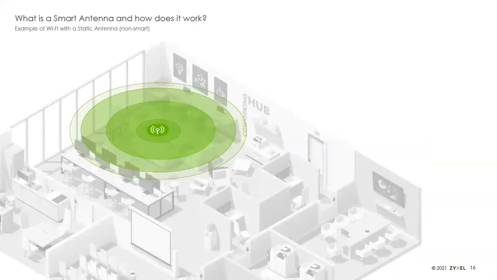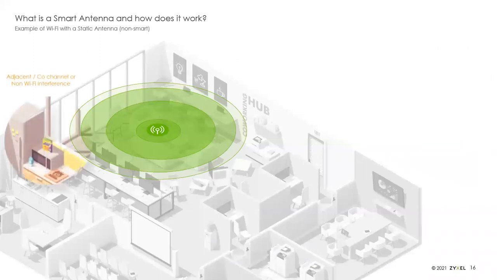So with smart antenna, we've got this example here. We've got a ceiling mount AP, and we've got a source of interference. In this case, it is a microwave. So it's causing interference and causing performance issues.